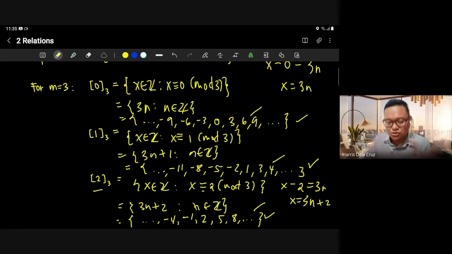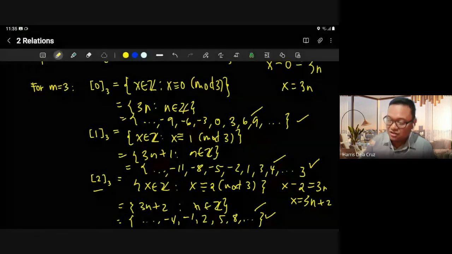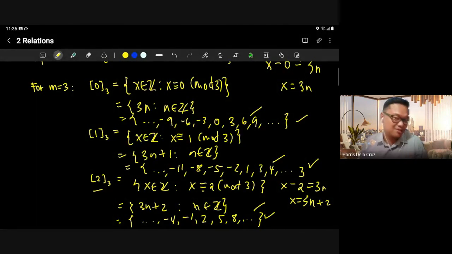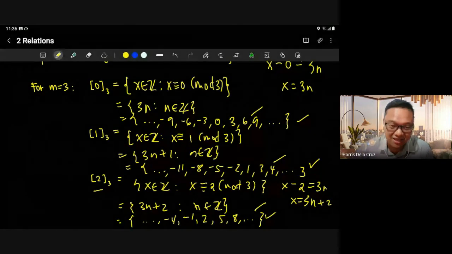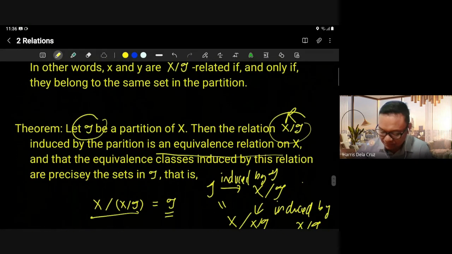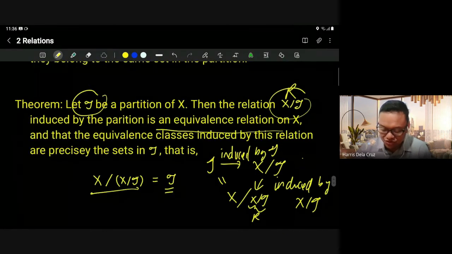So, pag nagsimula sa partition, nag-induce ka ng relation, yung relation, in-induce may partition, you'll go back to the same partition. Pag nagsimula ka sa relation, nag-induce ka ng partition, yung partition, in-induce mo yung relation, that relation induced by the partition is the same relation that induced this partition. Paikot-ikot lang, di ba? Okay. I hope that's clear. But, we still have to prove, of course. Yan. So, yun yung sinasabi ng theorem.